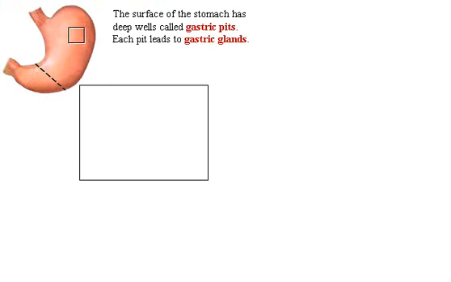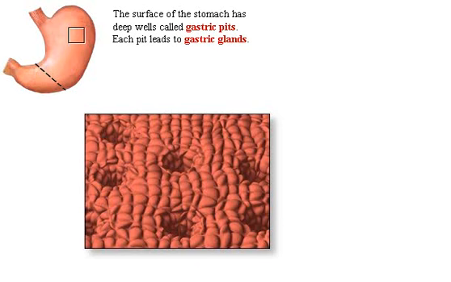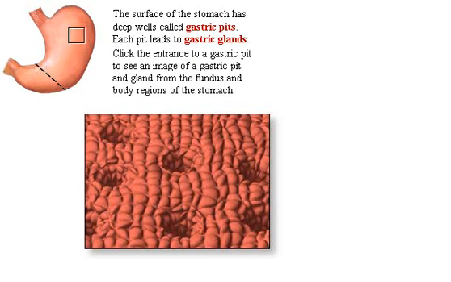The surface of the stomach has deep wells called gastric pits. Each pit leads to gastric glands. Click the entrance to a gastric pit to see an image of a gastric pit and gland typical of the fundus and body regions of the stomach.